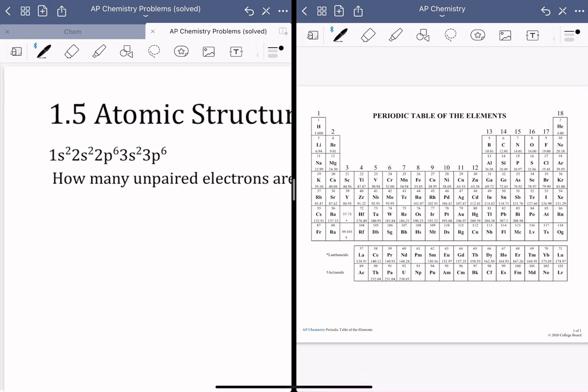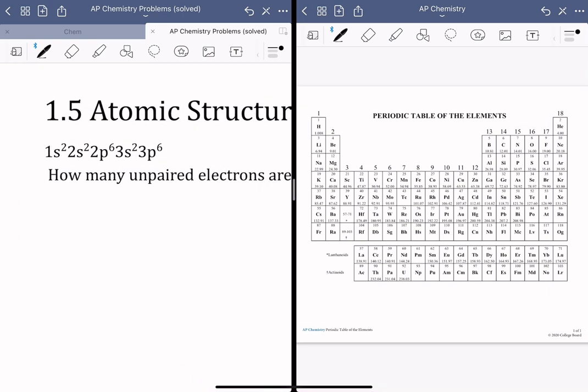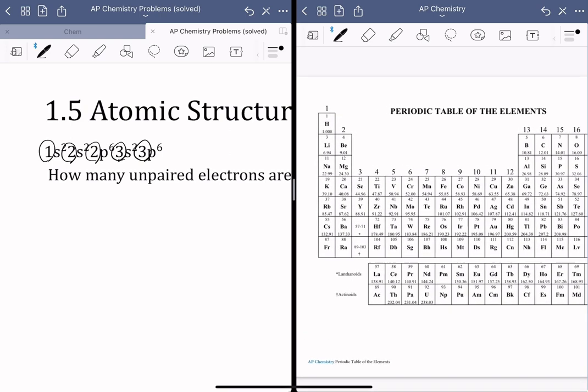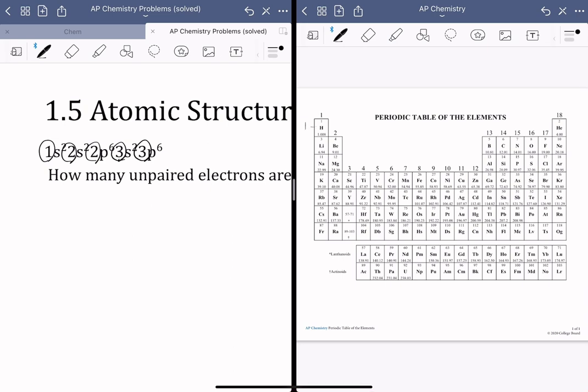So this is the electron configuration of an element, and all the numbers in front represent which period they're in. So for 1s2, it's going to be period 1, it's going to be here, and period 2 is going to be here, and period 3 is going to be here.